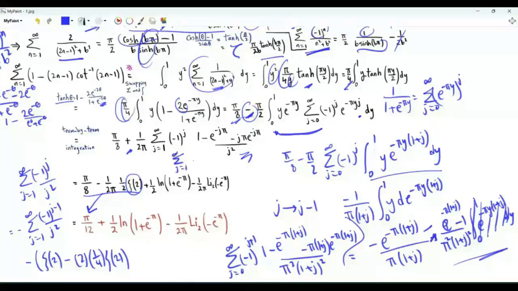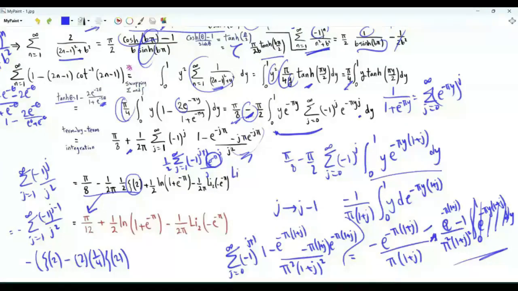We also have summation g from 1 to infinity, minus 1 to the g plus 1, e to the minus pi to the power g over g. This is multiplied by pi over 2 pi, that's 1 over 2. This summation is the natural logarithm of 1 plus e to the minus pi.